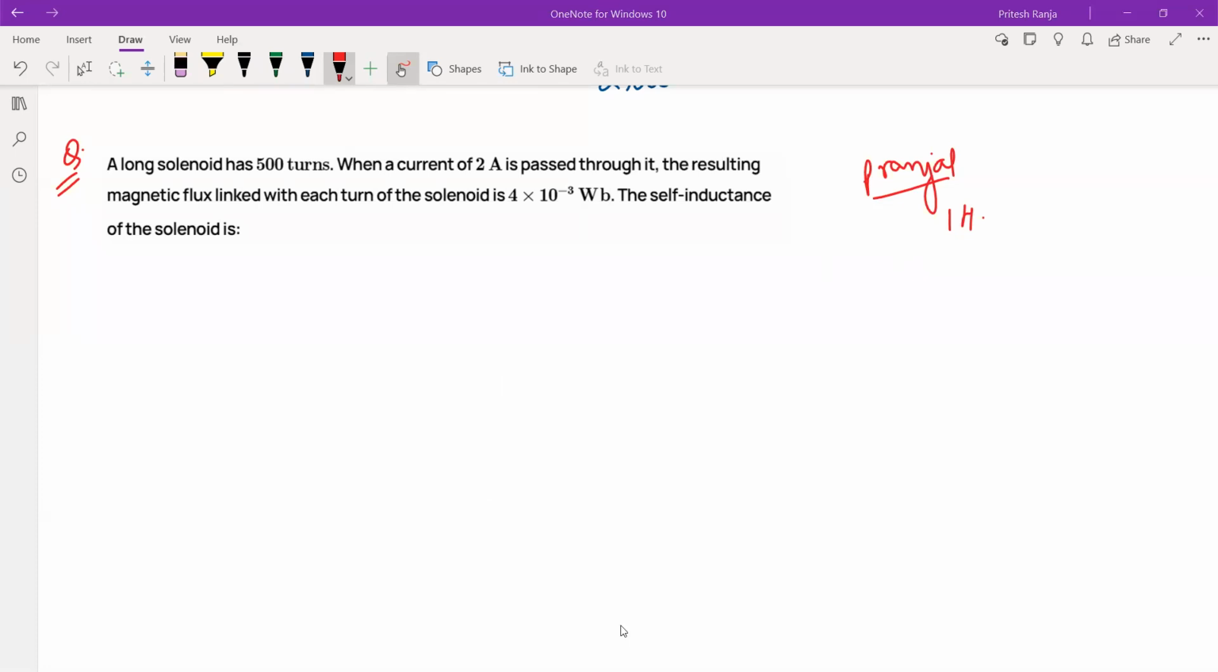So the idea is very simple. We will just use number of turns into flux is equal to L into I. So we'll just put the values here. 4 into 10 to power minus 3 into 500 is equal to L divided by 2. So we get 1 Henry.